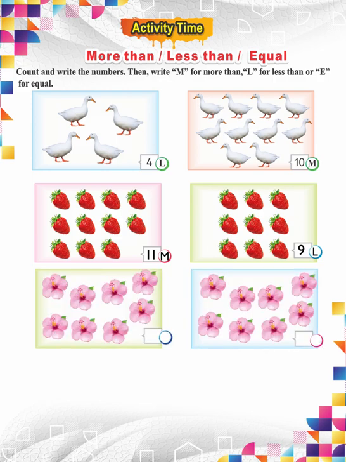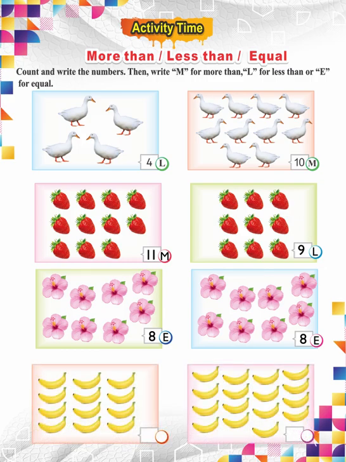In the third row, there are 1, 2, 3, 4, 5, 6, 7, 8 flowers in the left and right box each. Hence, write E for equal because the number of flowers in both of the boxes is 8, which is equal.